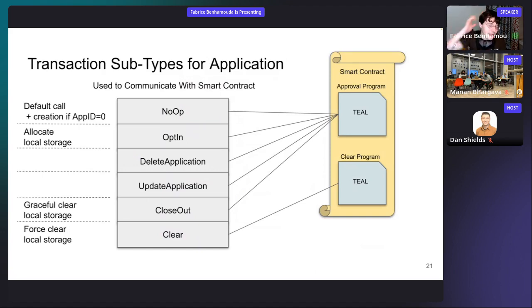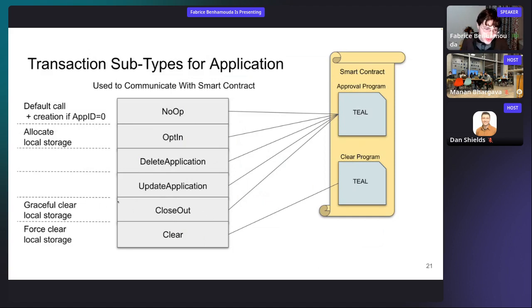Concretely, the way you communicate with an application, as on any blockchain, is by making a transaction. On Algorand, you have specific types of transaction. The default type is NoOp, which is the one used for creation and is usually what you do to interact. But you also have opt-in, which says I allow you to use my local storage, and the delete and update application types, which allow you to delete or update the application. Again, for all these types, the approval program is executed and it may say no, I reject it. So with an update type, the approval program may reject it because the policy for updating is not satisfied.